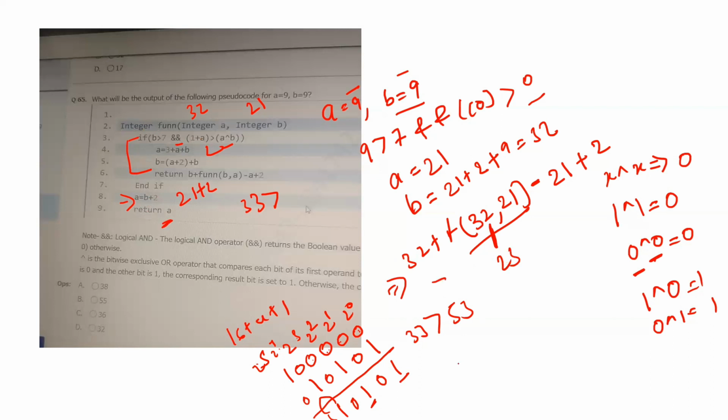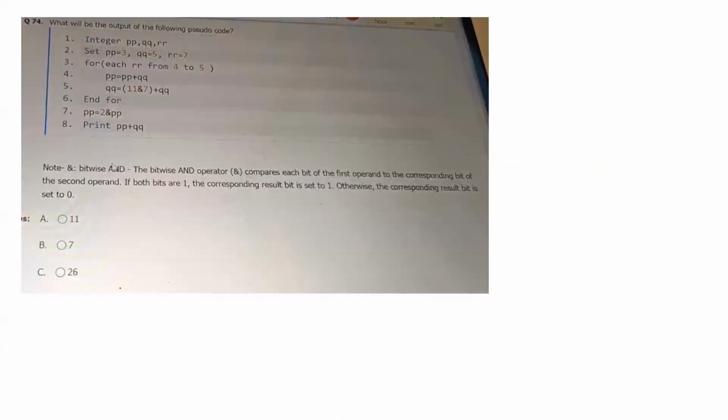So if you solve it overall, 32 plus 23 minus 21 plus 2. So 32 plus 23 minus 21, you will get 2, plus 2. 2 plus 2 is 4, and 32 plus 4 is 36, right? So option C will be the correct answer for this particular question.